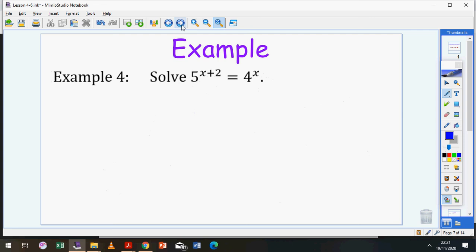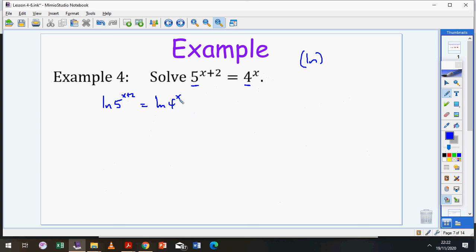All right, 5 to the x plus 2 equals 4 to the x. 5 and 4 cannot be expressed in terms of the same base. So every time you encounter this problem, your friend the natural logarithm can always bail you out. How do we use the natural logarithm? I can introduce the natural logarithm to both sides of the equation, to the left-hand side and to the right-hand side.